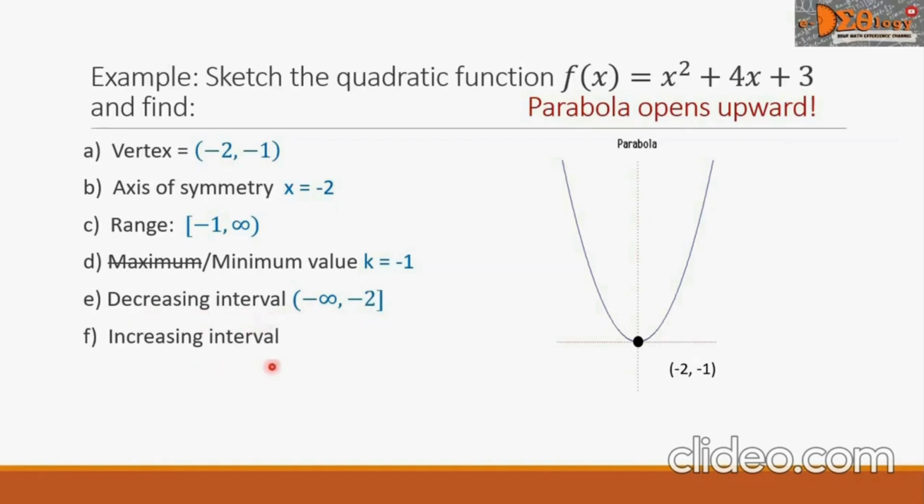Going to increasing interval, that is now the right side of our parabola with respect to the line of symmetry. And the interval notation is square bracket h, comma, infinity, parenthesis. Now this h, again we will change by the value that is negative 2. So it becomes square bracket negative 2, comma, infinity, parenthesis. So this is now the answers for our example.